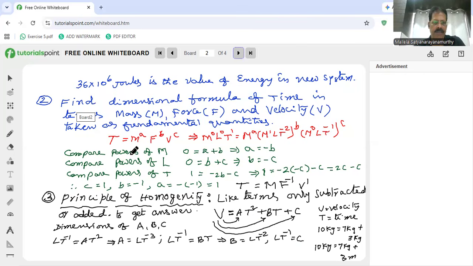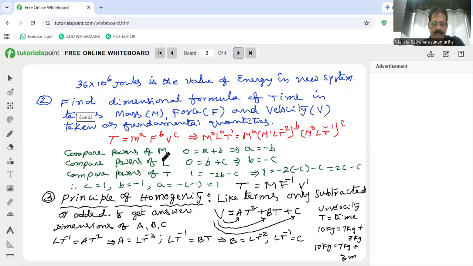This is another model they give in the examination. Compare the powers of M. Here it is 0, here it is A plus B. So A = -B. Compare the powers of L. It is also 0 on the left side. The right side is L^B times L^C, that means B + C. So B = -C.